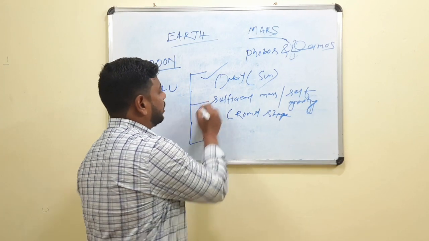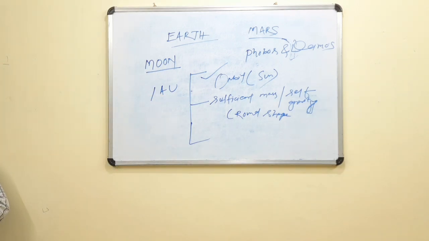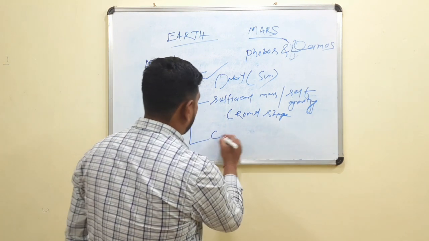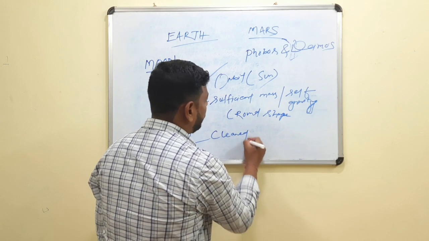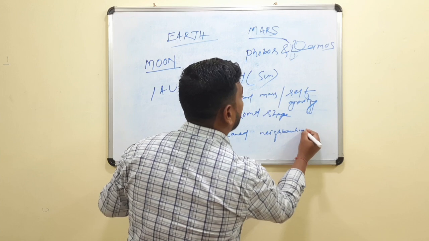And the third important criterion is that it must have cleared the neighborhood around its orbit. Cleared neighborhood, any neighborhood around its orbit.